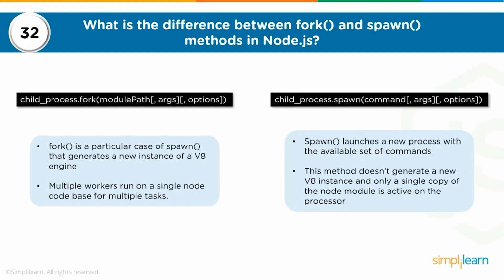So what is the difference between fork and spawn methods in Node.js? The essential difference between the two of them is that if you use the fork method, it will trigger and create a new instance of the V8 engine, the engine running Node.js, and will then run the application in that new instance. With spawn, it's somewhat similar. It doesn't generate a new V8 instance, so it's creating a new process, but it's within the same V8 instance as the previous application that it was spawned from.